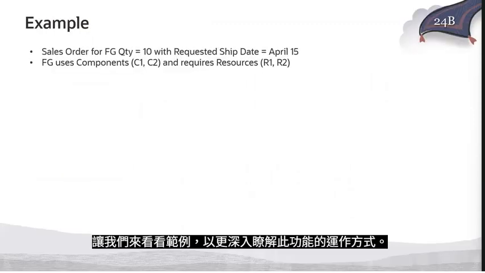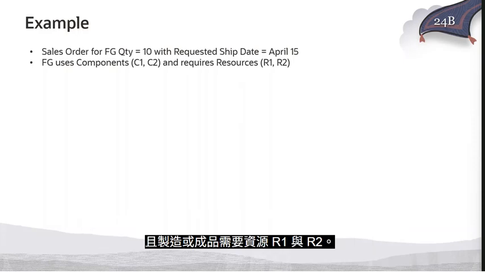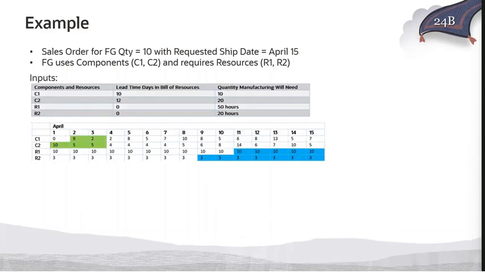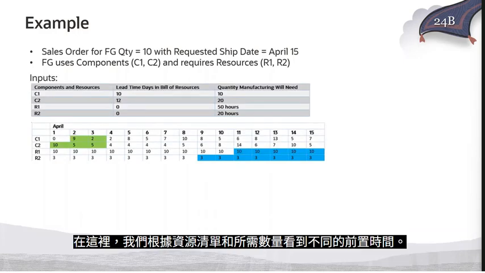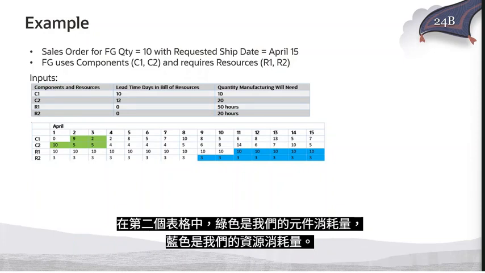Let's take a look at an example for a better understanding of how this feature works. So let's assume that we have a sales order with a requested ship date of April 15th. And this sales order is for a finished good, which uses components called C1 and C2, and manufacturing our finished good requires resources R1 and R2. Here we see our different lead times based on the bill of resources and the quantity required. In our second table, green is our component consumption, and blue is our resource consumption.